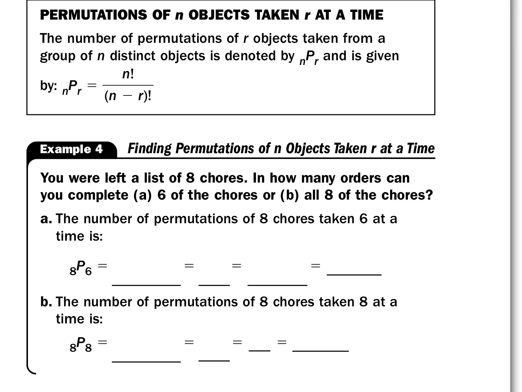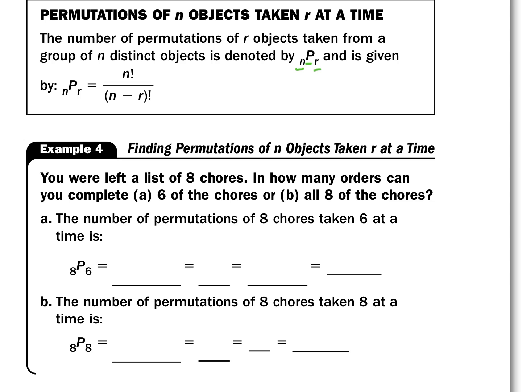Okay, so 12.1 part 2, and we're going to talk about permutations of objects. The first thing that we're going to deal with is permutations of n objects taken r at a time. In other words, the number of different orders of things. The number of permutations of r objects taken from a group of n distinct objects is noted by nPr, and is given by nPr is equal to n factorial over n minus r factorial.